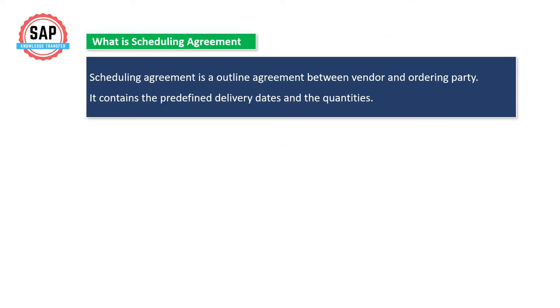What is a scheduling agreement? A scheduling agreement is an outline agreement between a vendor and an ordering party. It contains the predefined delivery dates and the quantities.